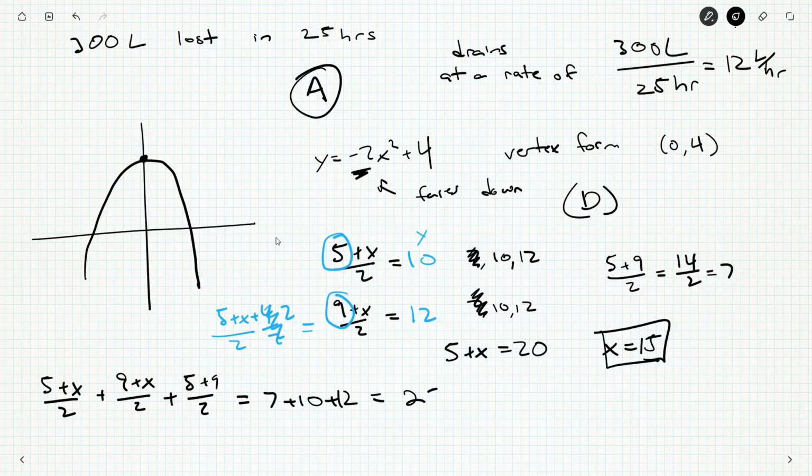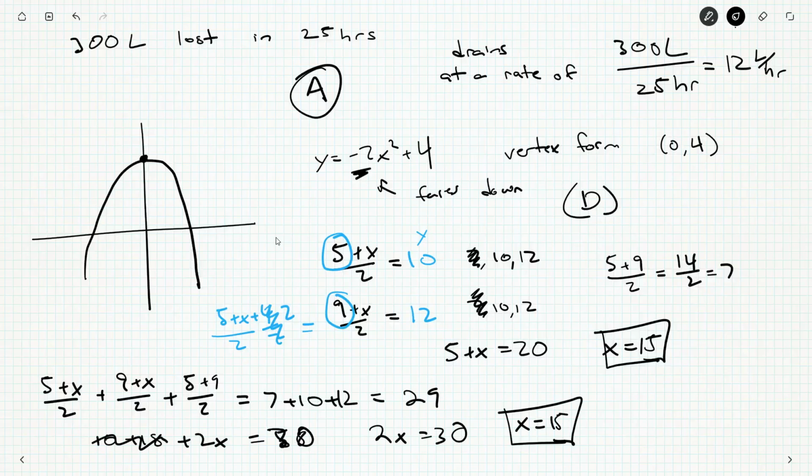So if I add everything up, I will get 22 plus 7, 29. Now if I multiply by 2 on both sides, and I collect like terms, I've got 2 5s, 2 9s, and 2 x's, and that's got to be 29 times 2, 58. Well, this is 28, so 2x is going to be 30. And so, once again, x would be 15.